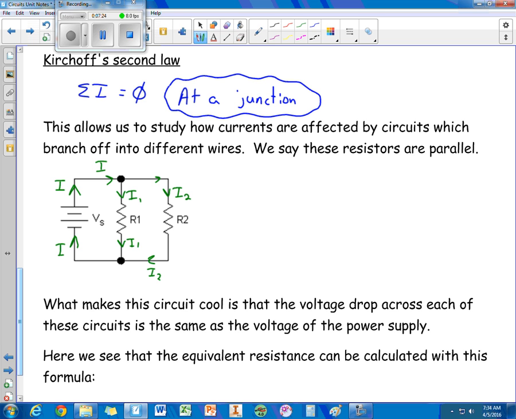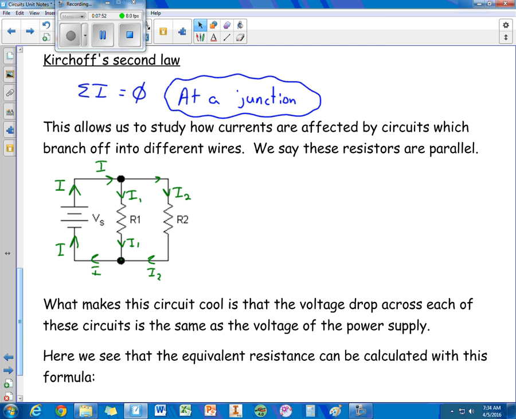Once these currents have passed through the resistors, they're going to recombine at that second junction, become I again, and return to the battery. Now we say that these resistors are parallel, and hopefully you can see that. They're side by side. And when it comes to parallel resistors, sometimes I like to say they're branching. It's kind of deceptive when they're parallel and when they're not, so you have to be very, very careful about that.